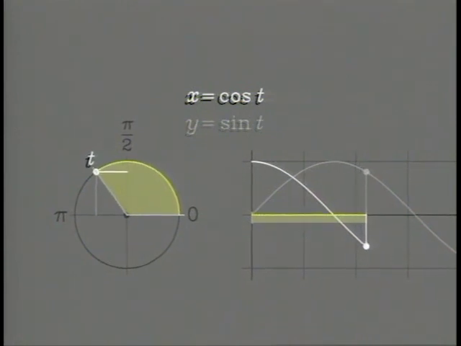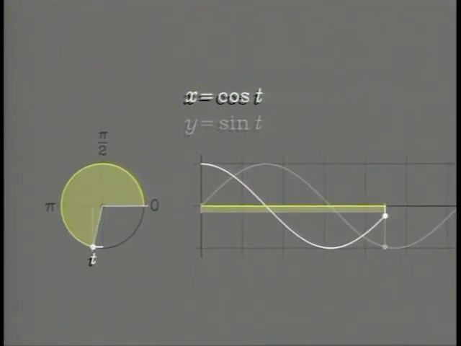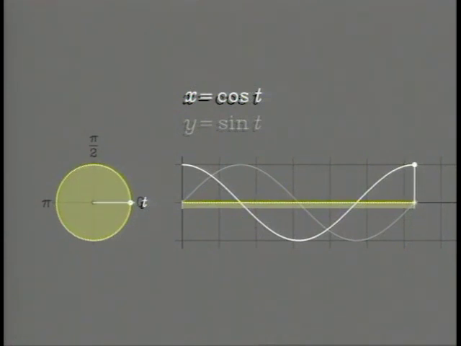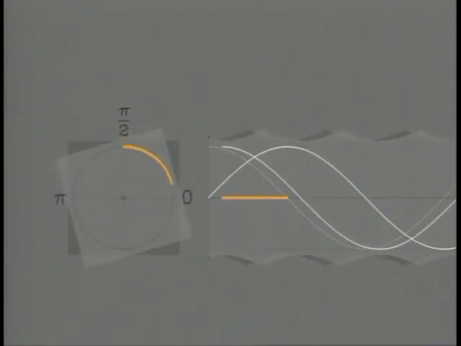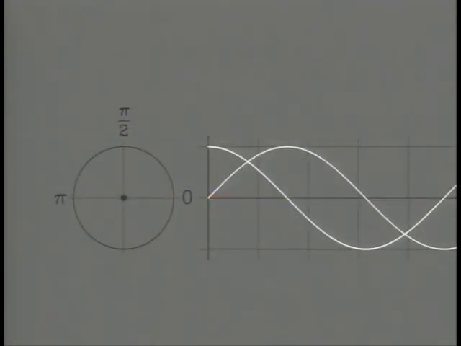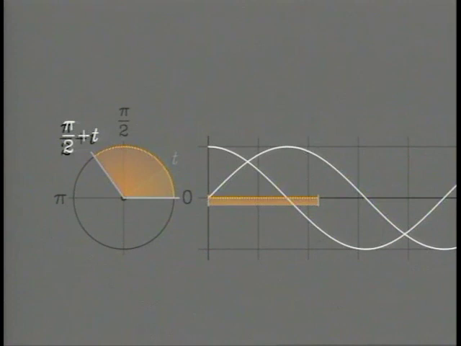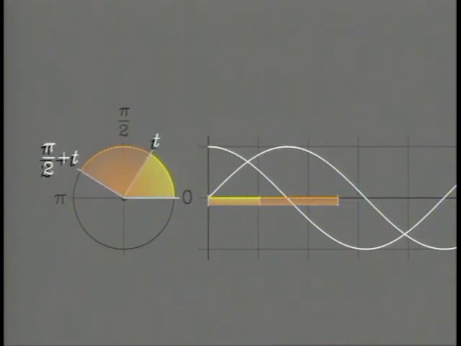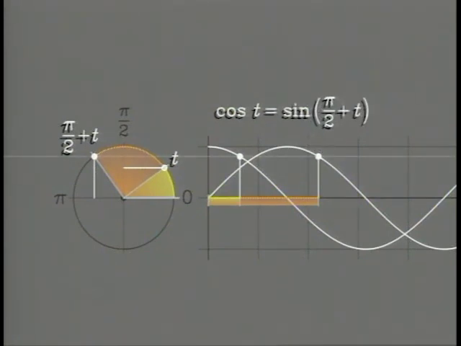In other words, when a point moves on a unit circle through an angle of t radians, its rectangular coordinates are x equals the cosine of t and y equals sine t. Here's another way to get the cosine curve. Start with the sine curve and shift it to the left by pi over 2 radians. If this is t, this is pi over 2 plus t. The cosine of t is also equal to the sine of pi over 2 plus t.